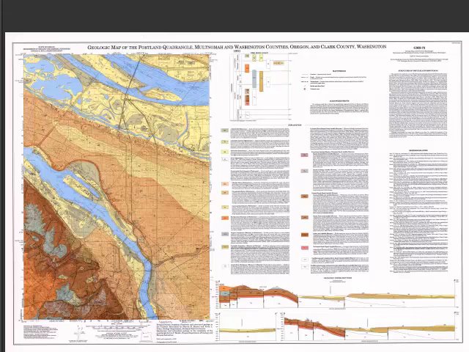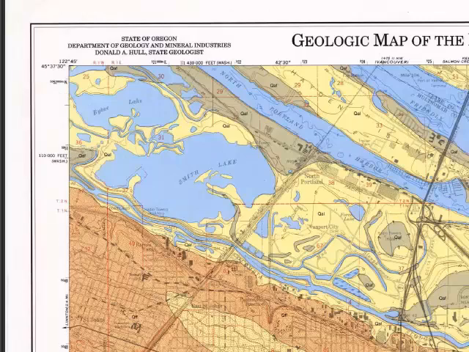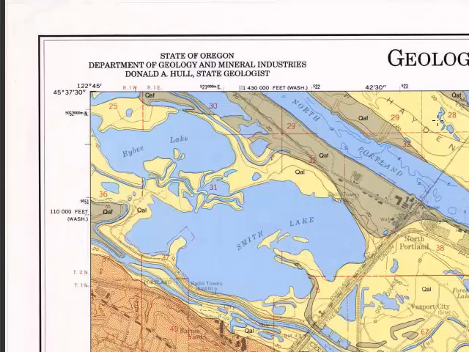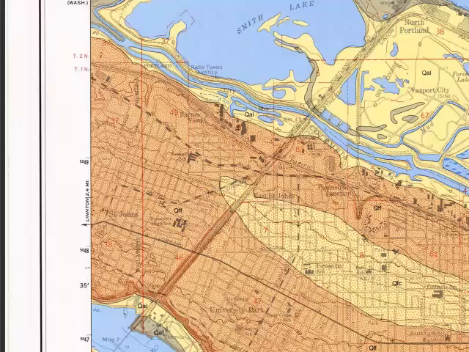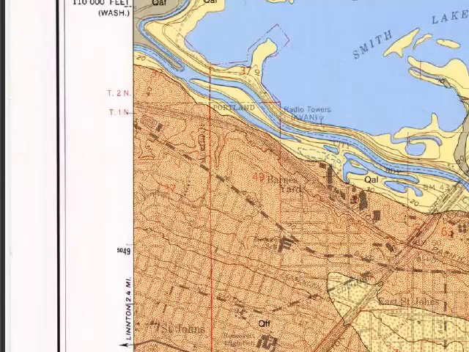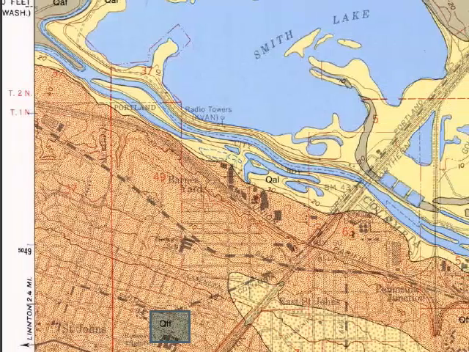So if I zoom in a little bit here, what we can do is look a little bit closer at our map. So I'm zooming in here, and we're going to look around this Smith Lake area. And what I see is we got this yellow layer with the letters QAL. I've got this orangish layer that has the QTF. Those are telling you not only what type of rock it is, but also which color corresponds to what.